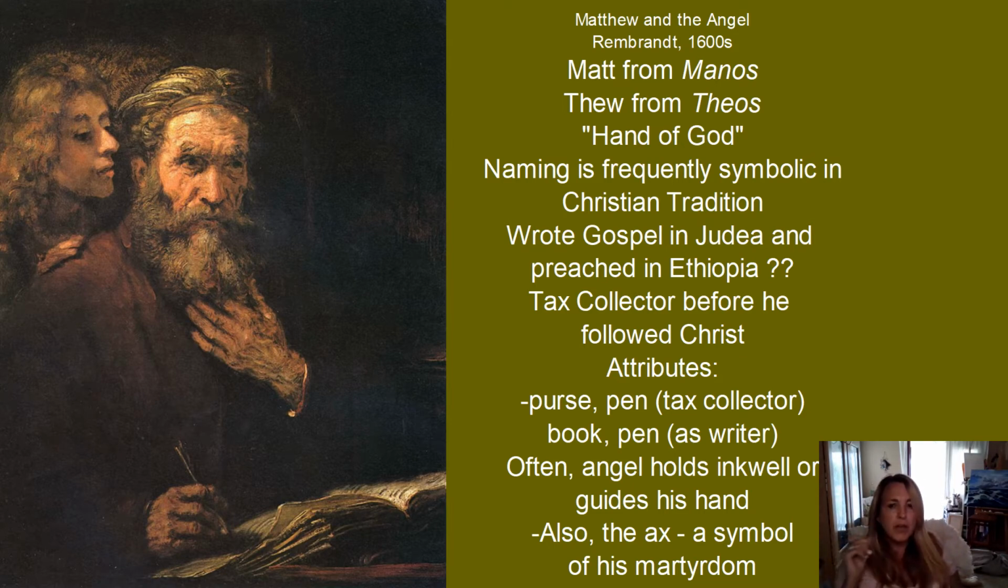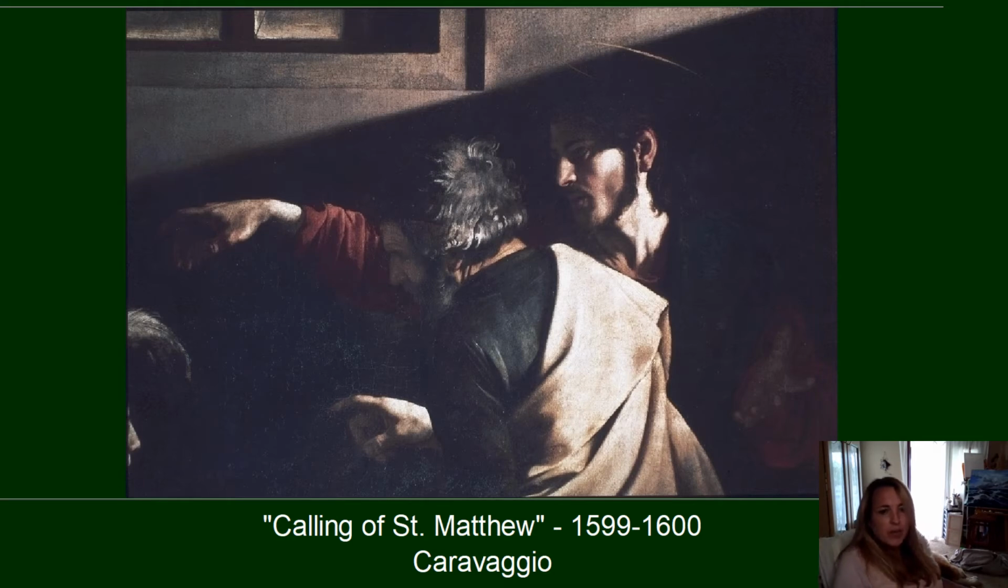Attributes are often a purse, a pen. Sometimes you'll see a little bit of money somewhere as an allusion to the tax collecting. Often the angel holds an inkwell or guides his hand, and also sometimes he's shown with an axe, a symbol of his martyrdom. Yet another one of those grisly deaths. Calling of St. Matthew, 1599, 1600.